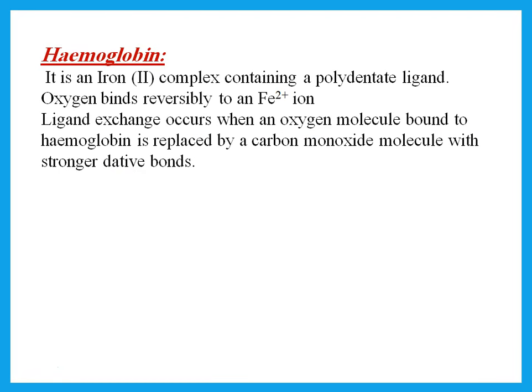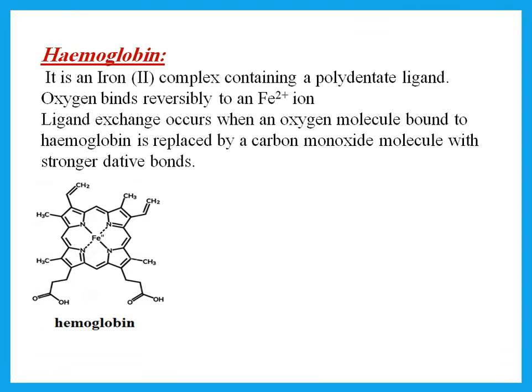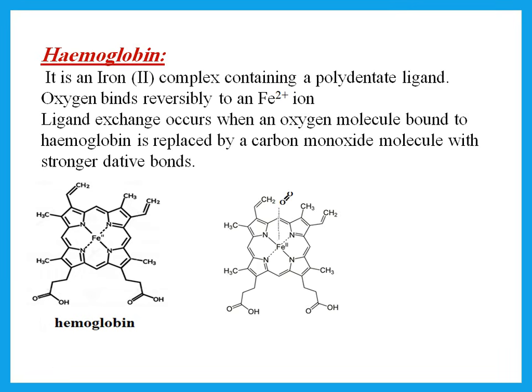Now, hemoglobin is an example of an iron 2+ complex. So in our blood, in the red blood cells, we have hemoglobin. Hemoglobin is an iron 2+ complex containing a polydentate ligand. The oxygen binds reversibly to the iron 2+ in the middle of this complex. When there is oxygen, the oxygen binds to the iron 2+. This is what we call oxyhemoglobin.